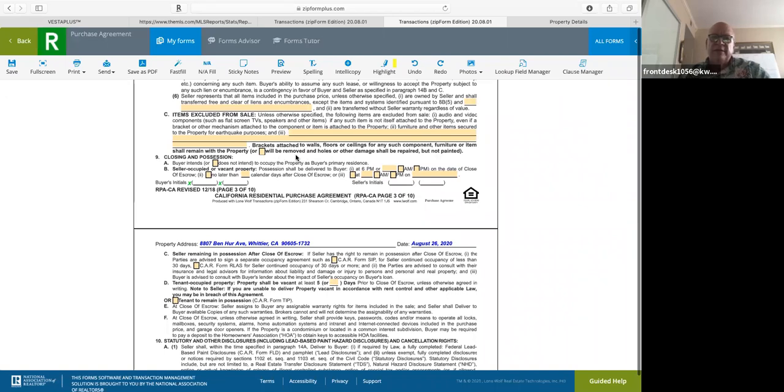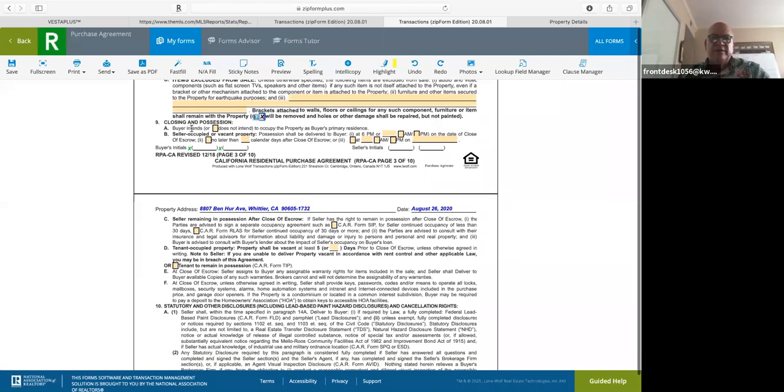Then this section here is brackets attached to walls, floors, ceilings, or other such components shall remain with the property or shall be removed, and holes and other damage shall be repaired. I'm going to say removed and repaired. Next section is buyer does intend to occupy the property. Again, that's very important for your lender. If you click does not intend, then that means they're an investor and they're not getting a primary residence loan.